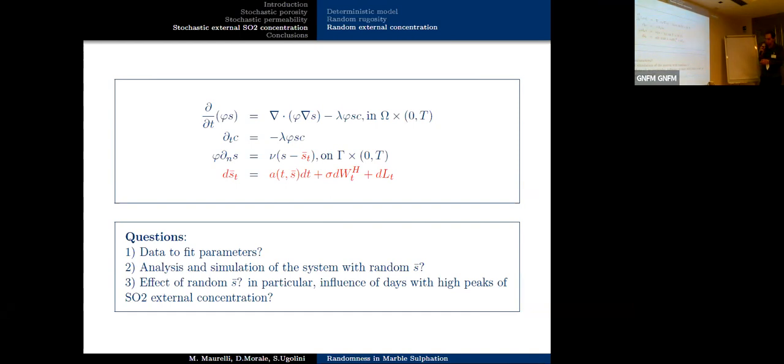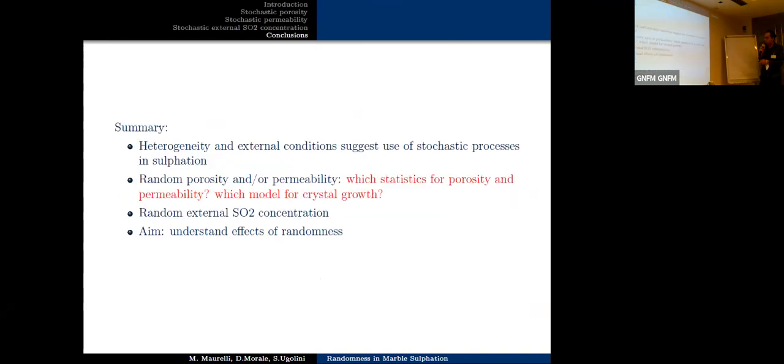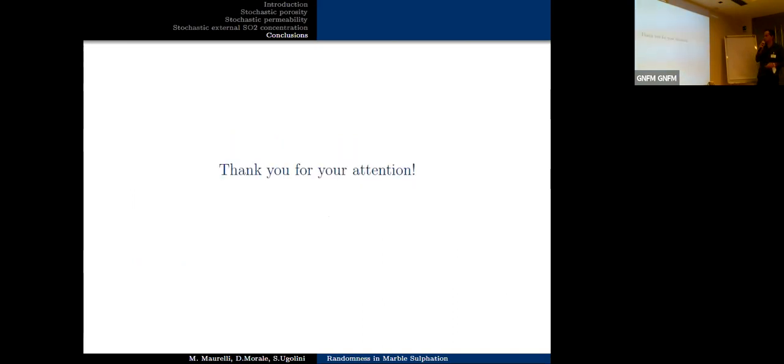So to sum up, I've given three proposals of where randomness can play a role. I have some questions for you, especially about statistics for porosity and permeability and models for crystal growth. And finally, the aim is to understand the effect of randomness. And that's all. Thank you for your attention.